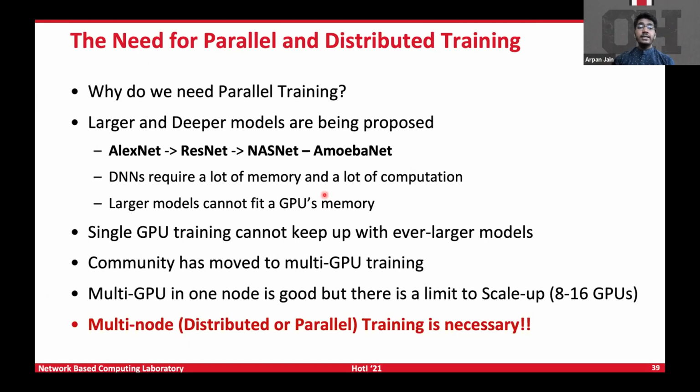So single GPU training cannot keep up with ever larger models, and the community has moved to multi-GPU training. But we all know that there is a limit to multi-GPU training, because we cannot have thousands of GPUs on a single node. So that is why we need distributed training.